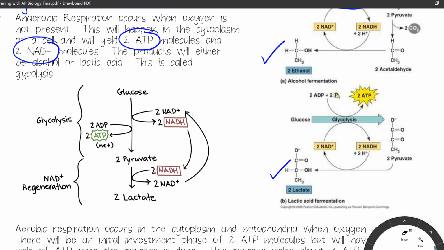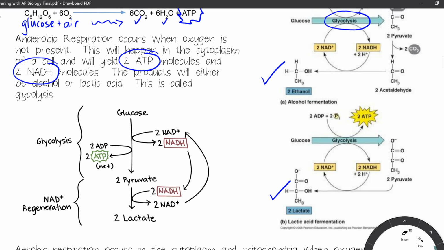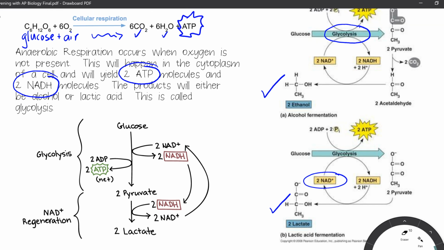You can see here in another simple form that, in both cases, the NADH that's formed is going to lose its hydrogen to NAD+, which will cycle back around in both alcohol and lactic acid fermentation.